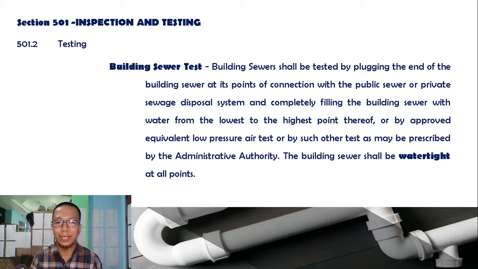Next is the building sewer test. Building sewer shall be tested by plugging the end of the building sewer at its points of connection with the public sewer or private sewage disposal systems and completely filling the building sewer with water from the lowest to the highest point thereof, or by approved equivalent low pressure air test, or by such other test as may be prescribed by the administrative authority.